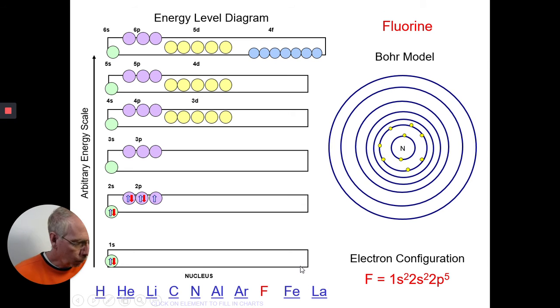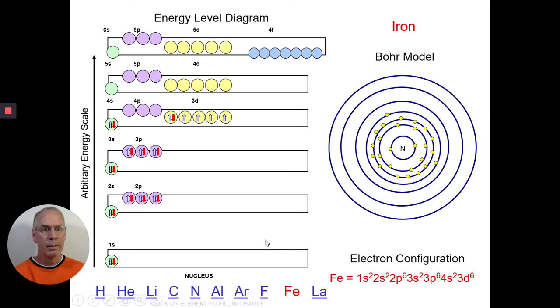Iron, we got to jump up quite a bit to get to iron. Iron on the periodic table is element number 26. So when we do that, we're going to put in here 26 electrons. 1, 2, 3, up through 25, and then we get to come back, 26. So it's 1s2, 2s2, 2p6, 3s2, 3p6, 4s2, 3d, 2, 3, 4, 5, 6. And that is exactly what we've written here.